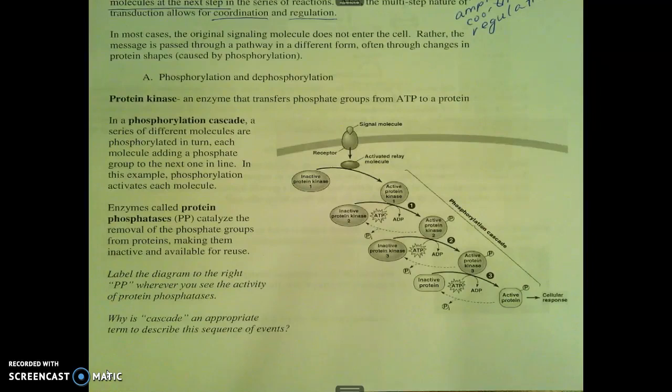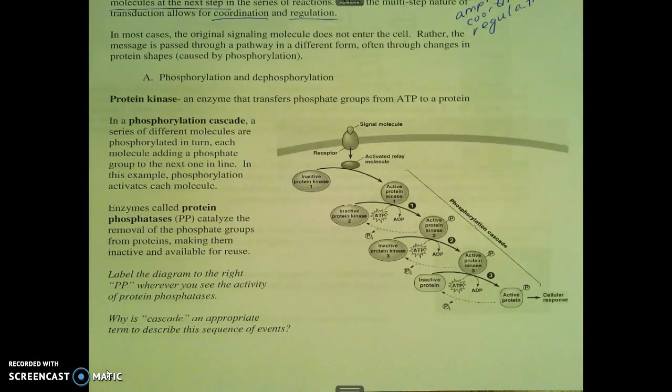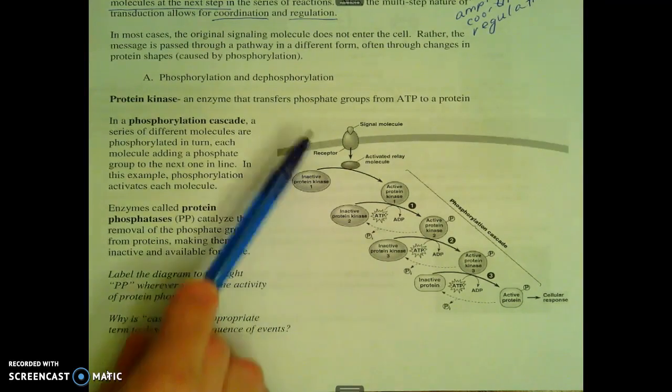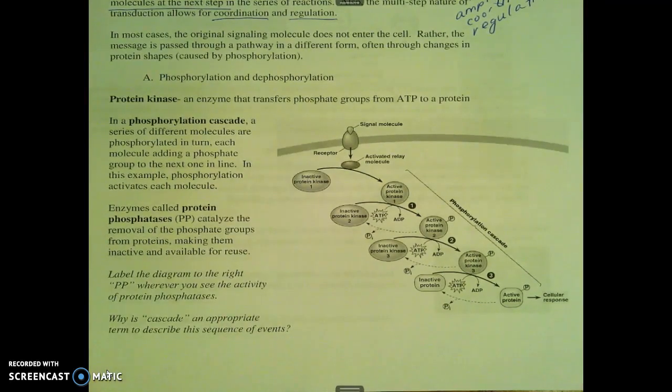Do you think that all of these proteins can stay phosphorylated forever? No, they clearly need to go back to their inactive form so that this message can be sent another time. So in order to dephosphorylate, there are other enzymes called protein phosphatases. And these help catalyze the removal of those phosphate groups, which make them inactive and therefore available for reuse.